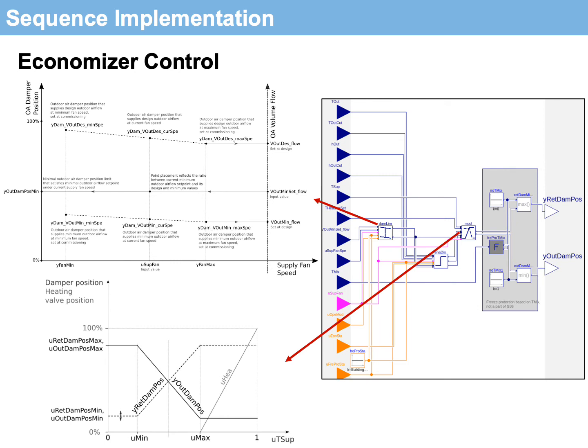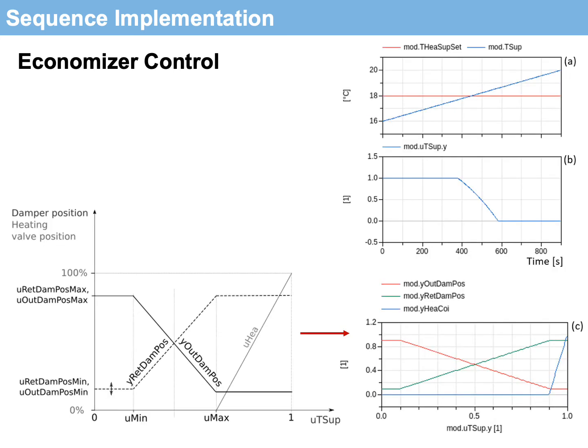Then on the bottom left, we see a subsequence that is using those limits and also using how much heating or cooling is needed, in terms of supplier temperature set point, to modulate the outside air damper, the return air damper, and also the heating coil in coordination. And we see that implementation in CDL on the right.